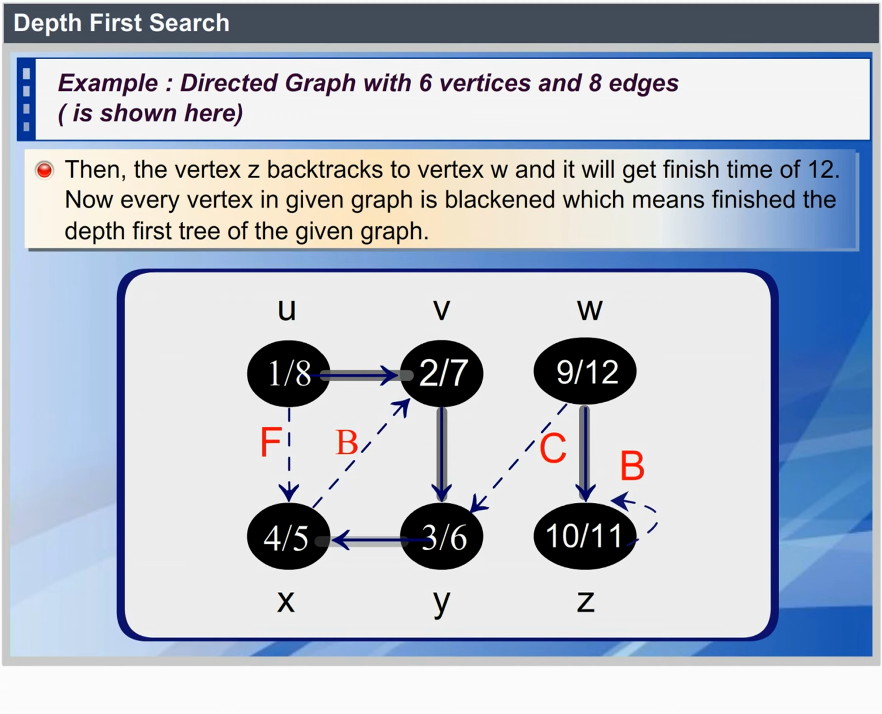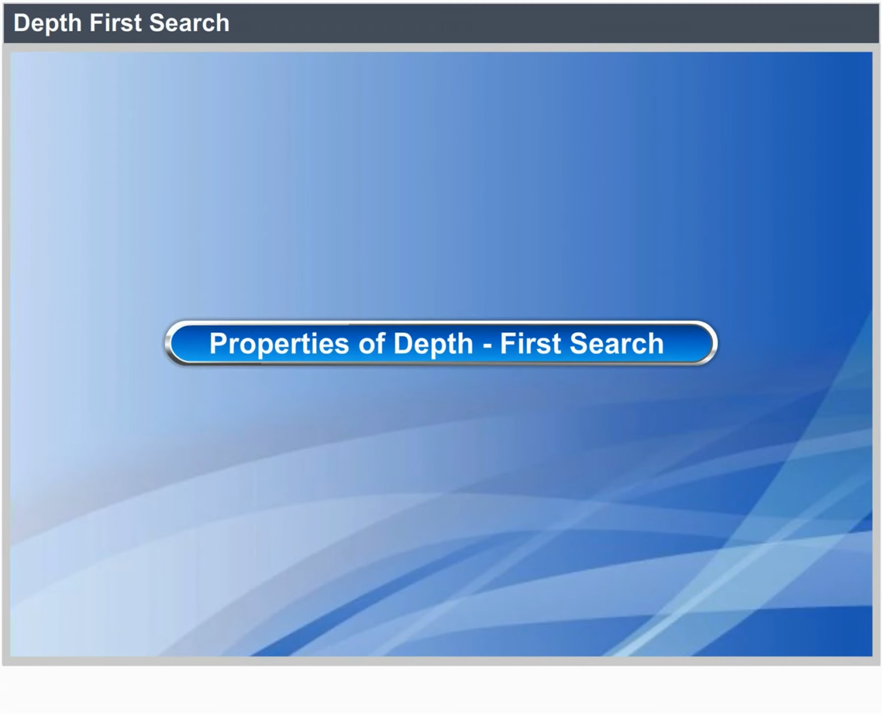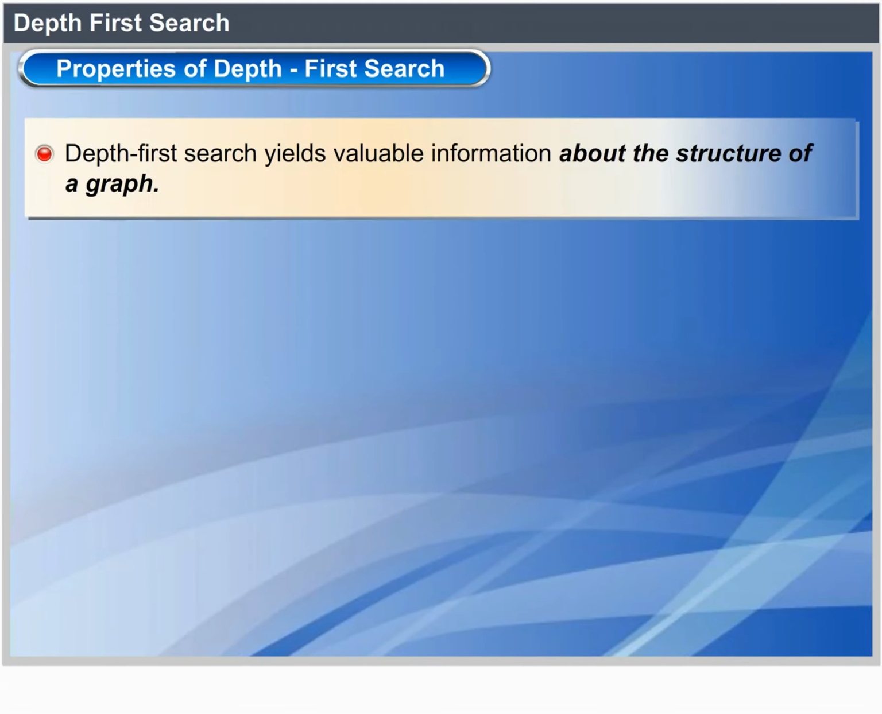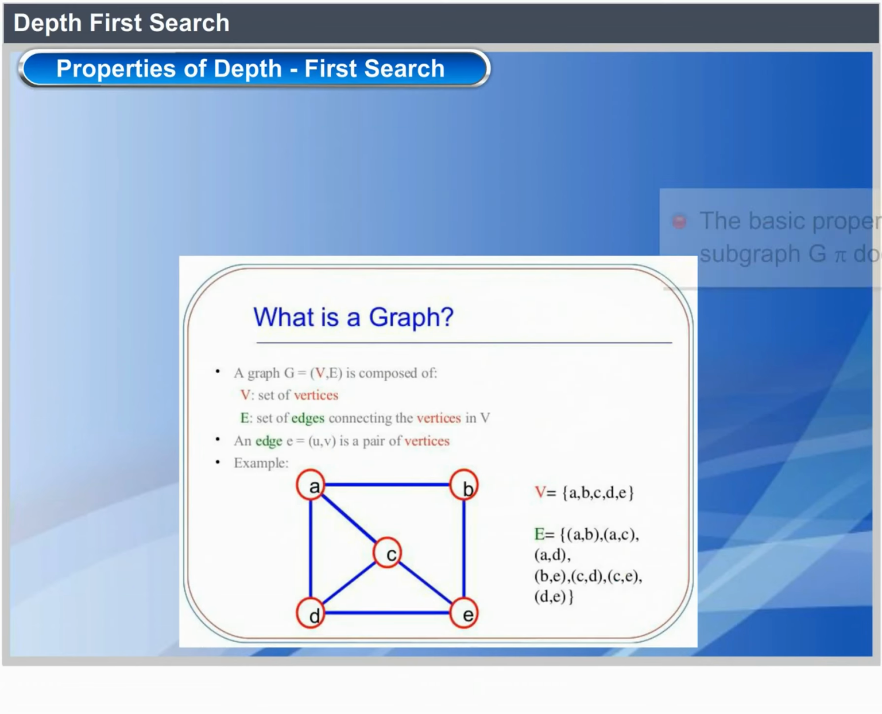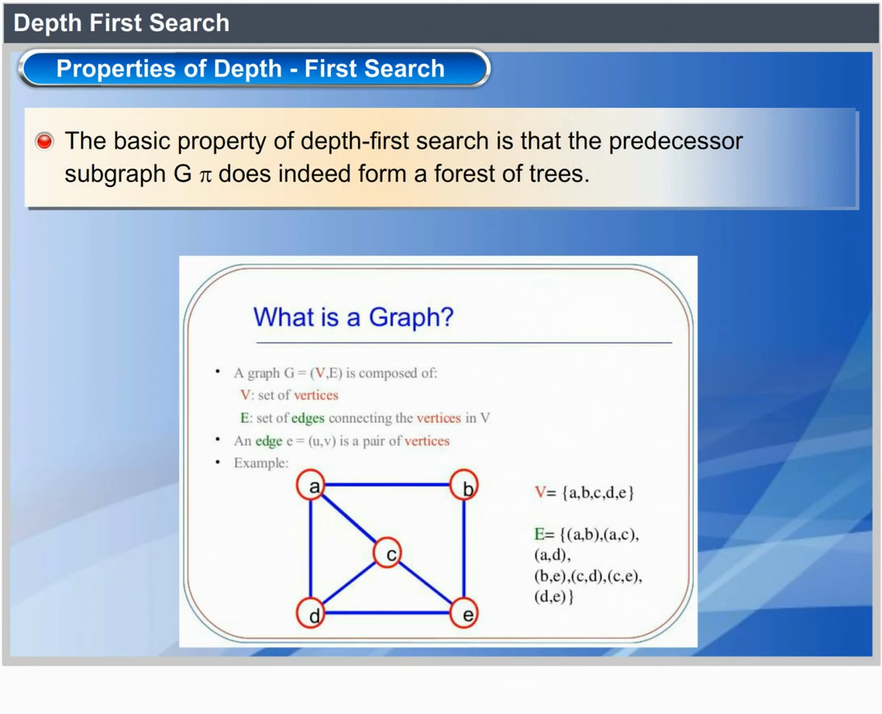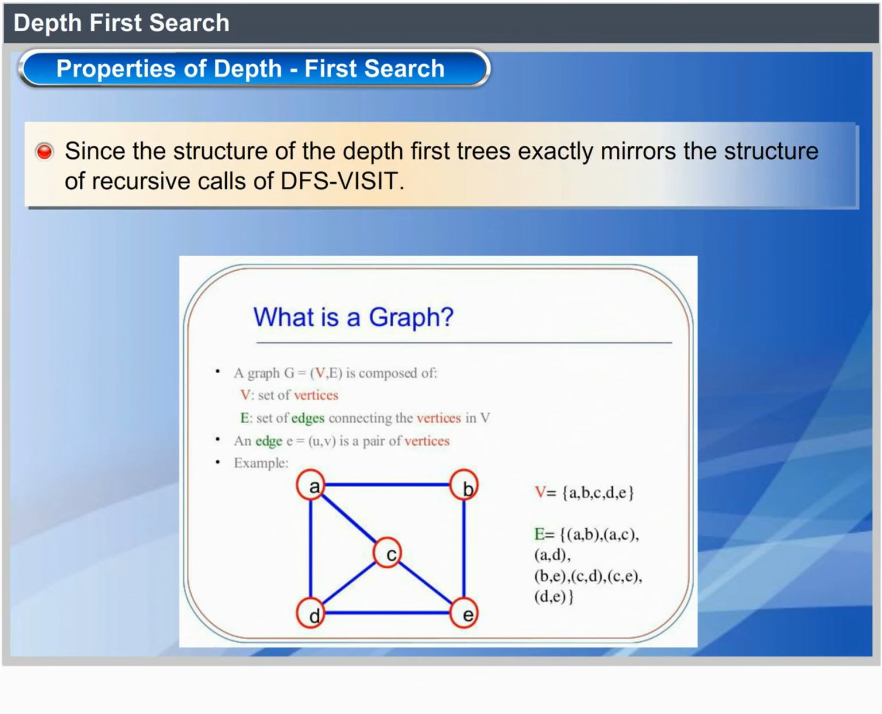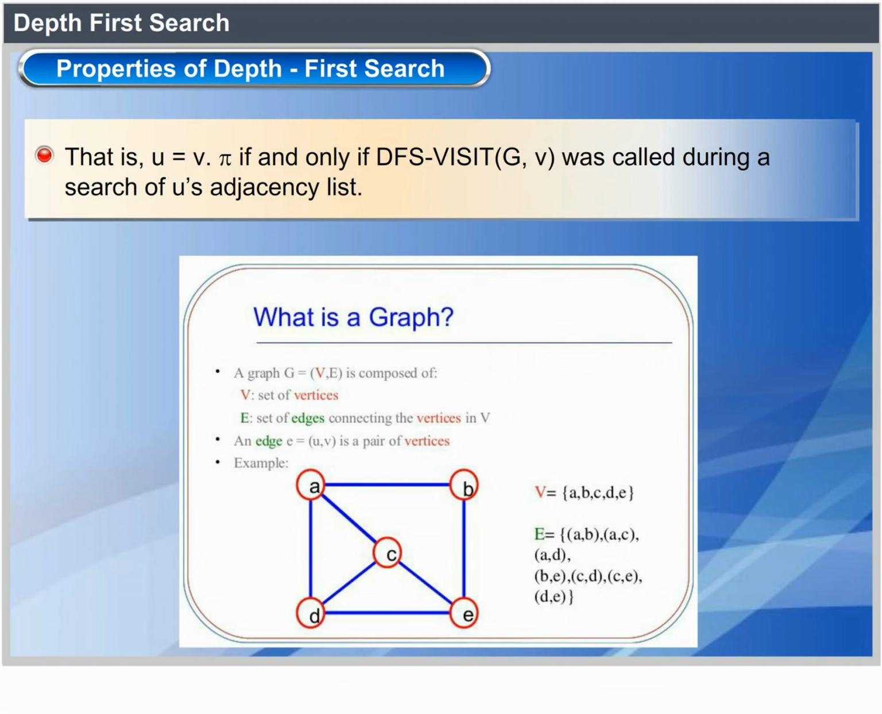Properties of depth first search. Depth first search yields valuable information about the structure of a graph. The basic property of depth first search is that the predecessor subgraph G pi does indeed form a forest of trees, since the structure of the depth first trees exactly mirrors the structure of recursive calls of DFS visit. That is, U equals V dot pi if and only if DFS visit of G, V was called during a search of U's adjacency list.